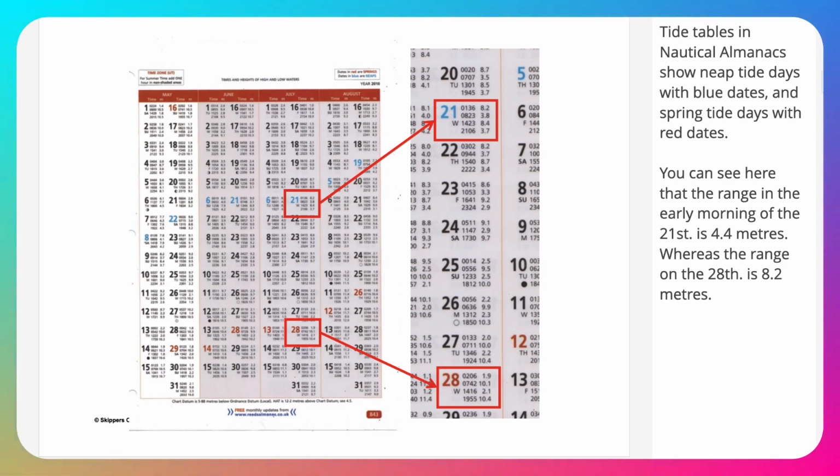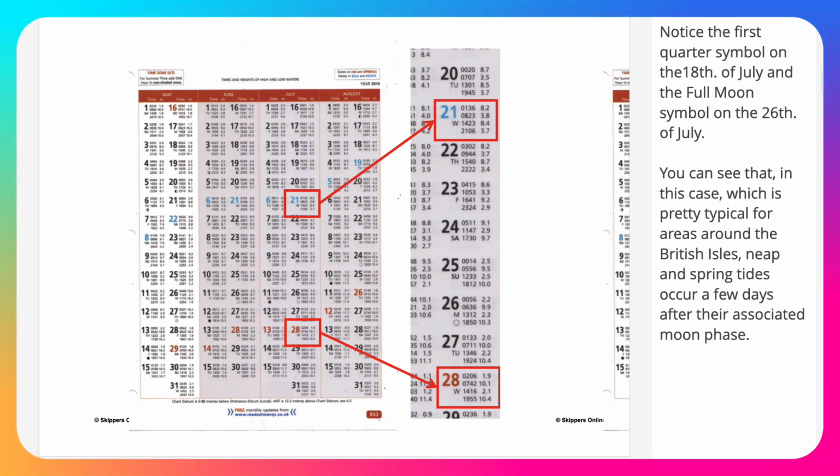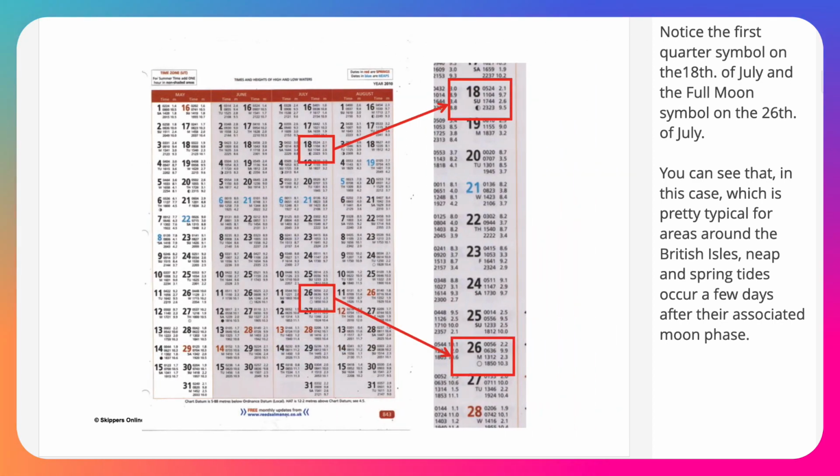Tide tables in nautical almanacs show neap tide days with blue dates and spring tide days with red dates. You can see here that the range in the early morning of the 21st is 4.4 metres, whereas the range on the 28th is 8.2 metres. Notice the first quarter symbol on the 18th of July and the full moon symbol on the 26th of July. You can see that, in this case, which is pretty typical for areas around the British Isles, neap and spring tides occur a few days after their associated moon phase.